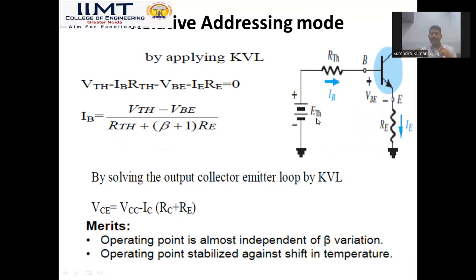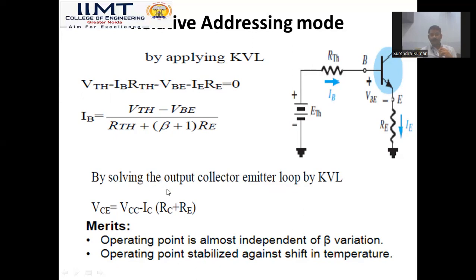Here we have the Thevenin equivalent voltage and in series RTH, the Thevenin equivalent resistance. This will provide the equivalent circuit for the voltage divider whole circuit. So now by applying KVL on the input side, we have VTH minus IB RTH minus VB minus IE RE, and IB equals VTH minus VB upon RTH plus (beta plus 1) RE.